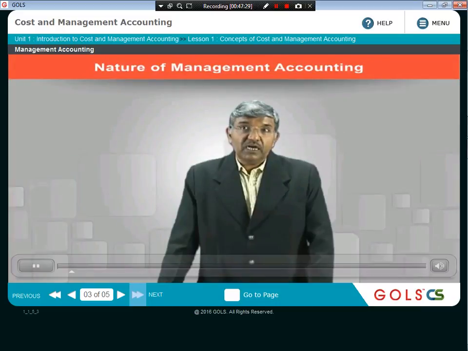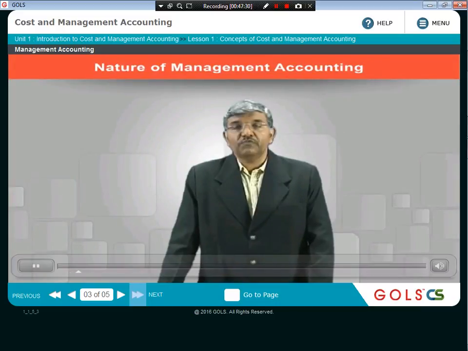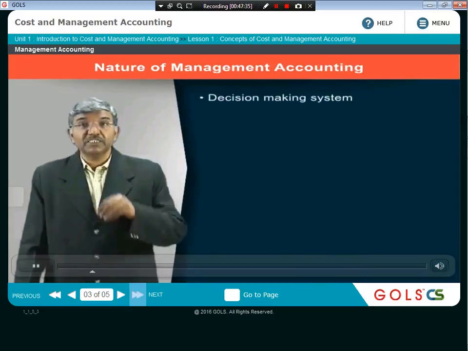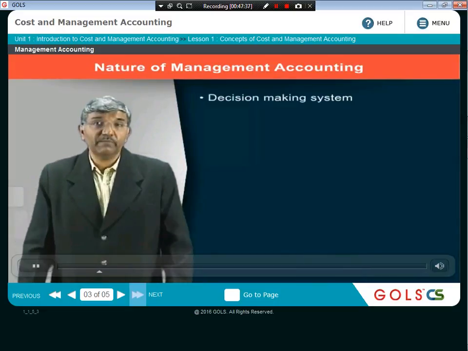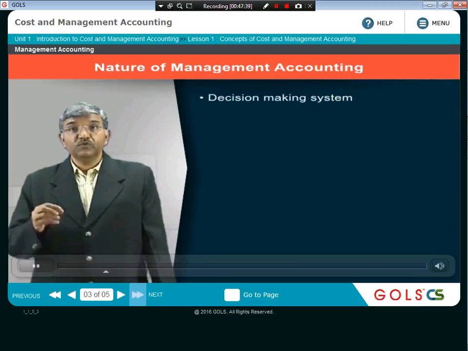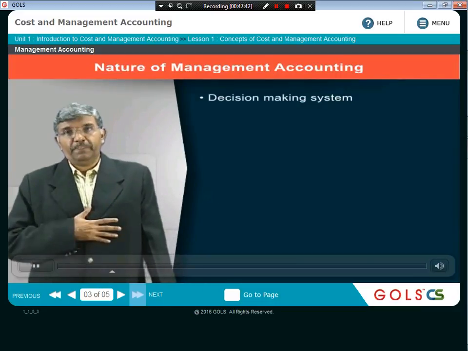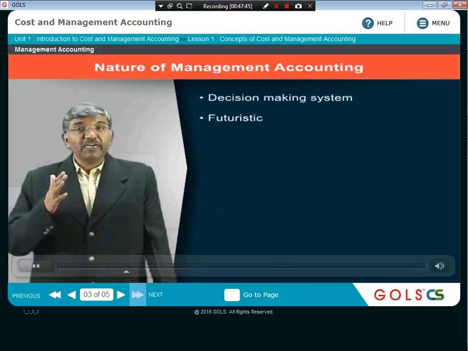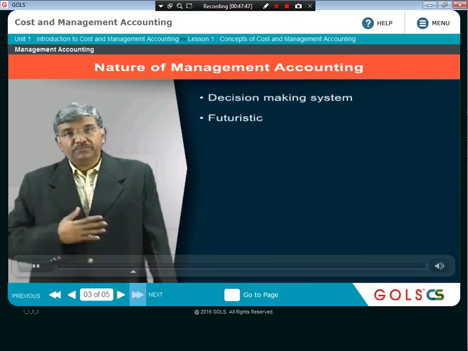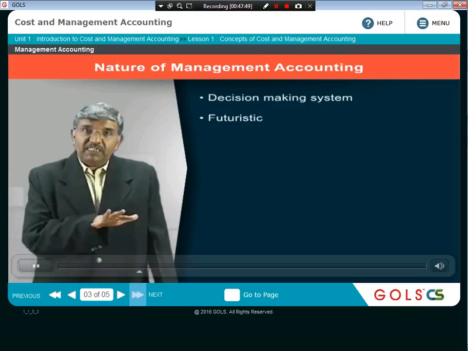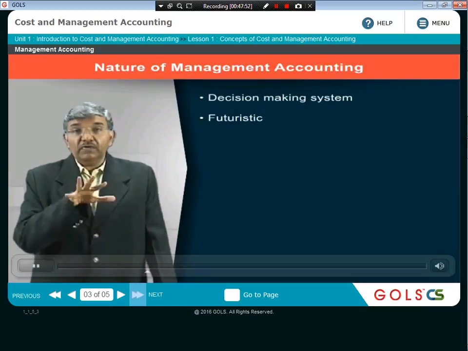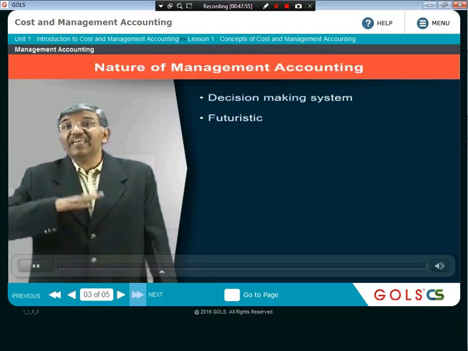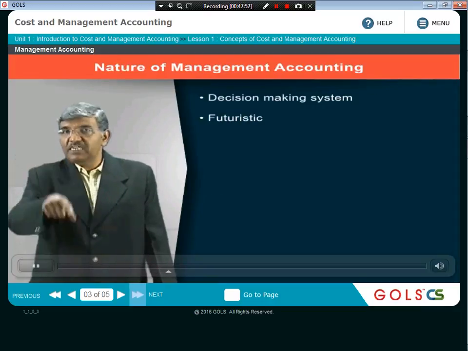These are considered the nature of management accounting. First, management accounting is a decision-making system. Why is management accounting used? It is used as a decision-making system. Secondly, management accounting is futuristic. Management accounting always thinks about the future. Whatever has been done in the past, it analyzes that, and whatever adverse situations are there, how to eliminate them in the future, that is what management accounting is thinking about.